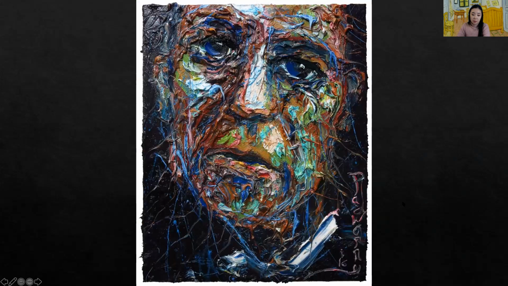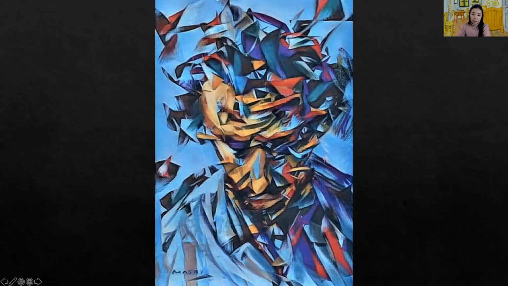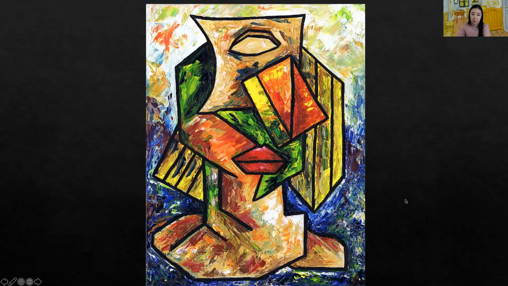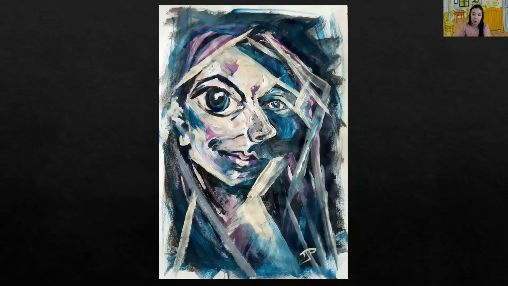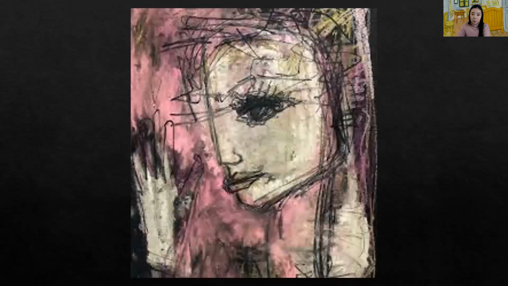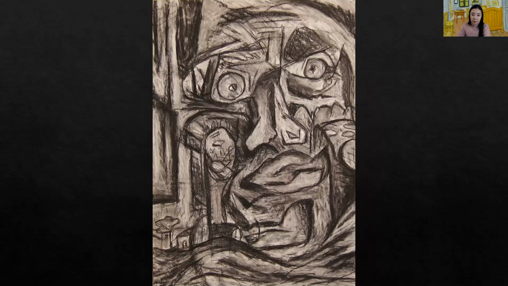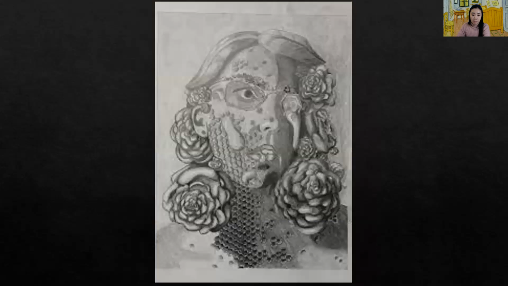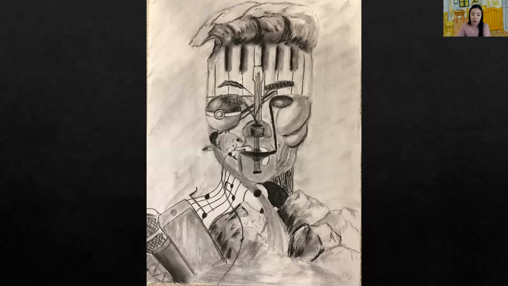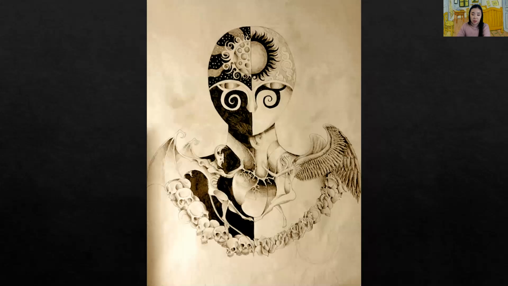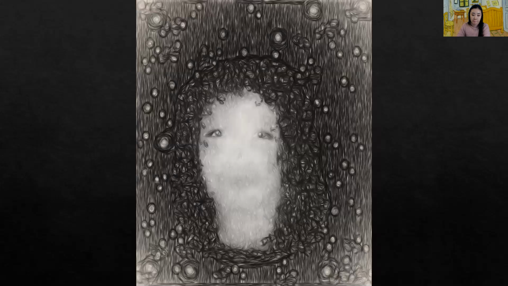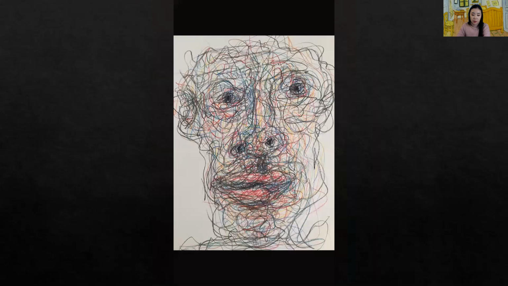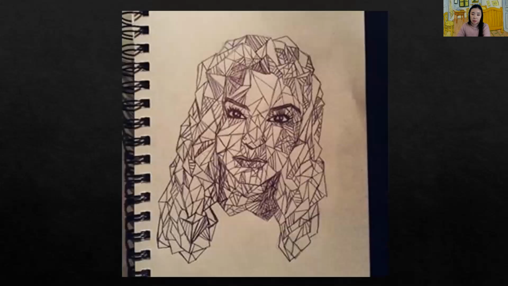also Expressionism style, and Cubism style, and Cubism style, and also Cubism style, and Fauvism style, also Fauvism style, and this is also Fauvism style, and Surrealism, Expressionism, another Expressionism, also Expressionism, and Dada, and Expressionism, and this is Expressionism. So that's it.